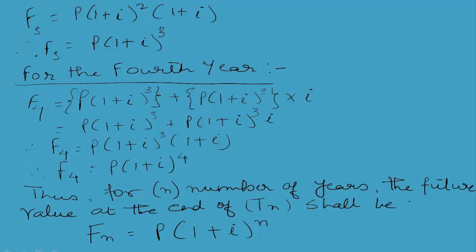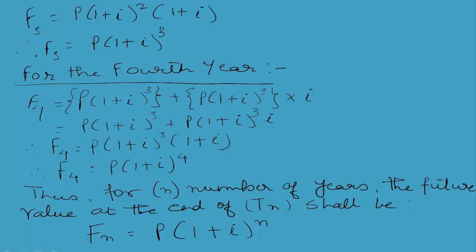So Fn is equal to P(1+I) to the power of n takes the form of F3 is equal to P(1+I) to the power of 3. Or we can say that at the end of the third year, the original principal with which we started has grown by I% rate of interest compounded annually, and finally we reach a position wherein F3 is equal to P(1+I) raised to the power of 3.